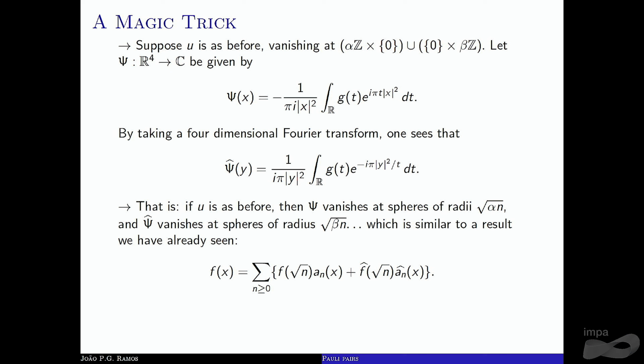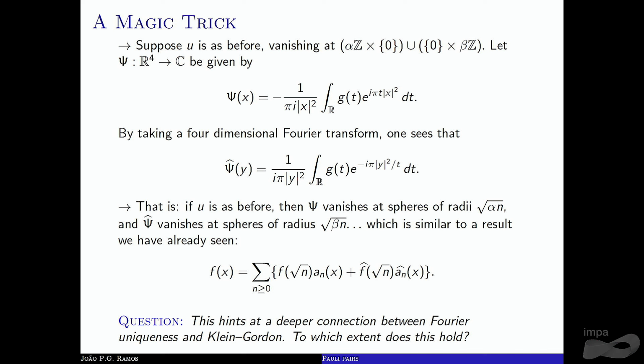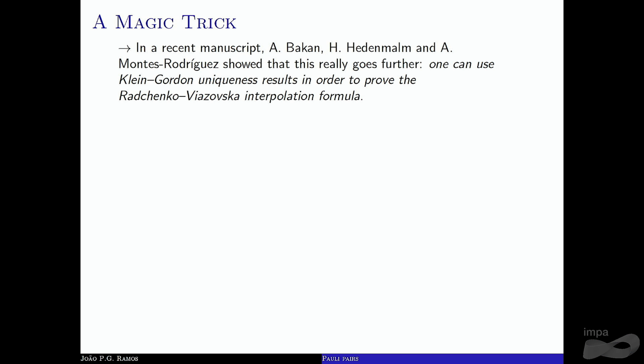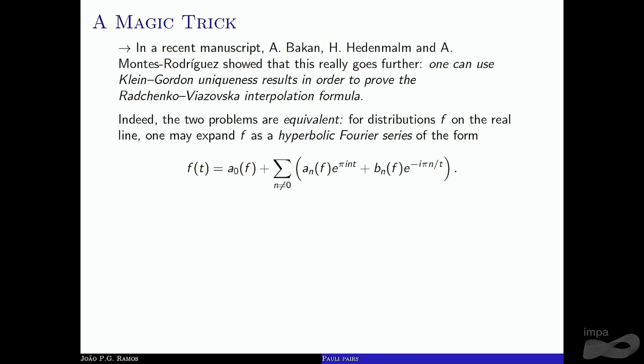Well, to an extent that is further than what meets the eye. Okay, but this actually, as I said, hints at a deeper connection, right? And to which extent this actually holds. And actually, there's a very nice recent manuscript by Bakan, Hedenmalm, and Montes-Rodríguez, where they showed that you can actually prove the Radchenko-Viazovska interpolation formula by just working with the Klein-Gordon equation. Right? So what they did was they showed that something that they call this kind of hyperbolic Fourier series expansion holds, in a suitable sense, for any distribution f.